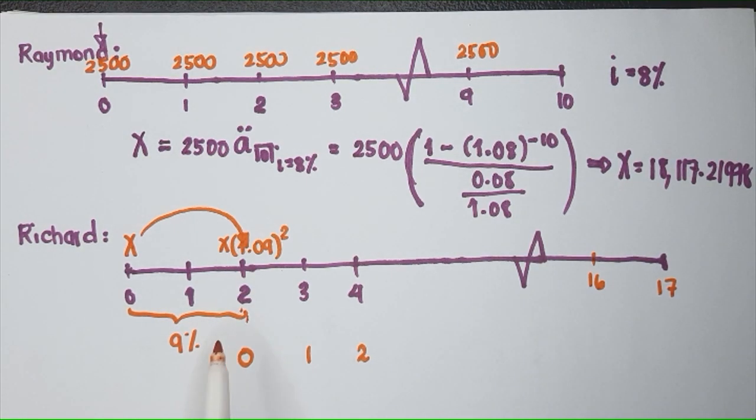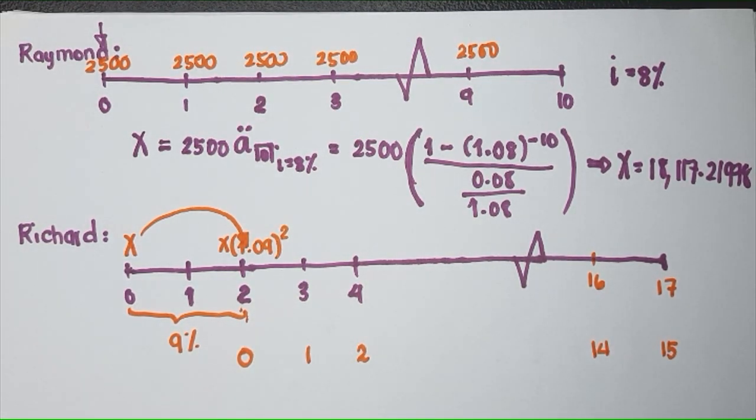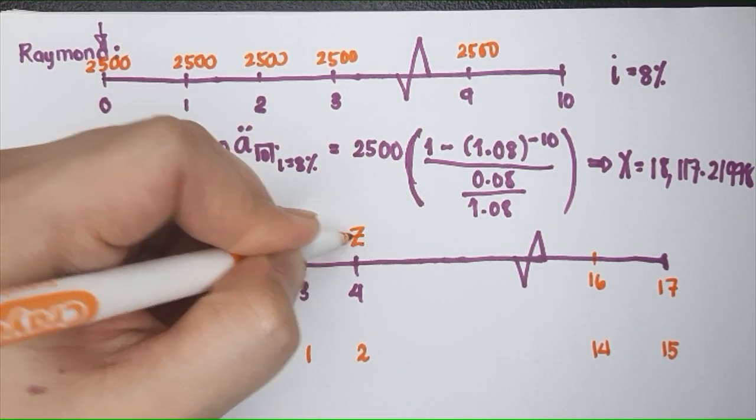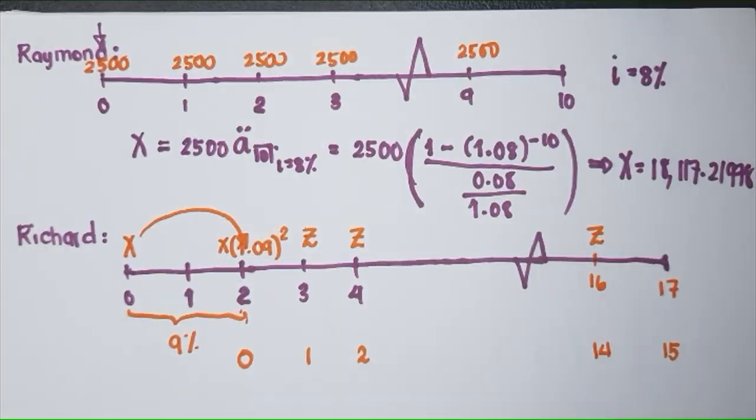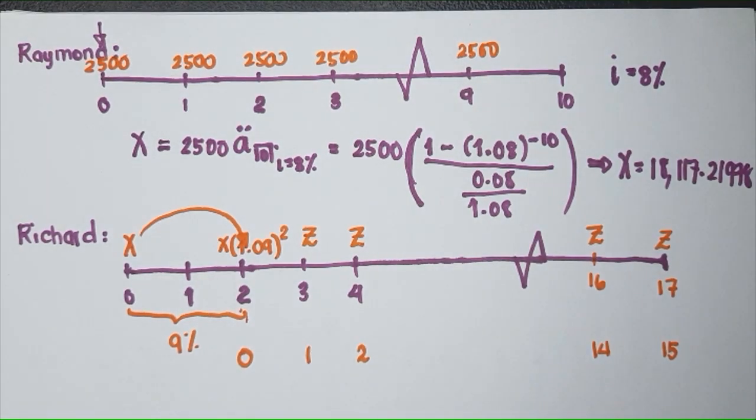So when you label them, this is 0, 1, 2. This is 14, 15. Where is the first payment of Z? This is an annuity immediate, so payments are made at the end of each period. So if this is time 0, the end of the first period is here. So here is the first payment of Z, and it continues until t equals 17. Alright?